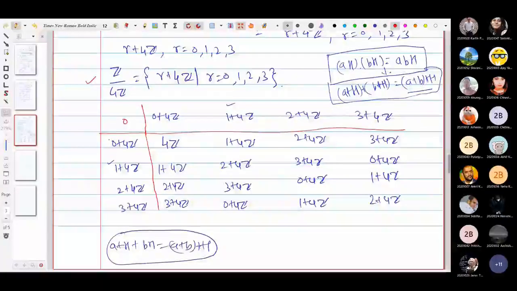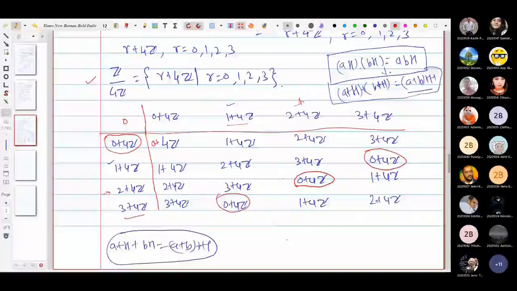For that you need to mark this, and where is 0 plus 4z. Here also you can write 0 plus 4z, absolutely. So 0 plus 4z is self-inverse, and 1 plus 4z is inverse of 3 plus 4z. Here 2 plus 4z is self-inverse. You see these. And then here again 3 plus 4z is the inverse of 1 plus 4z.